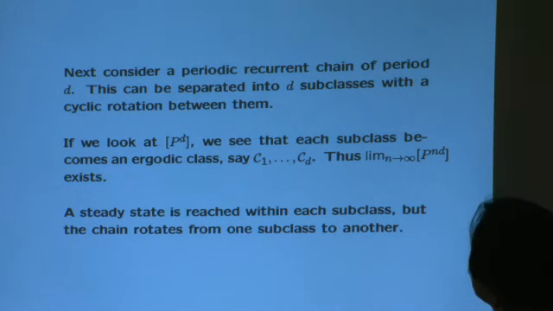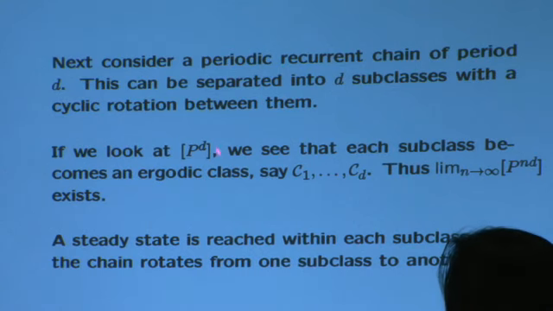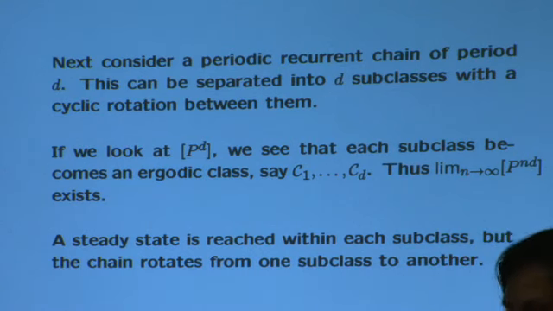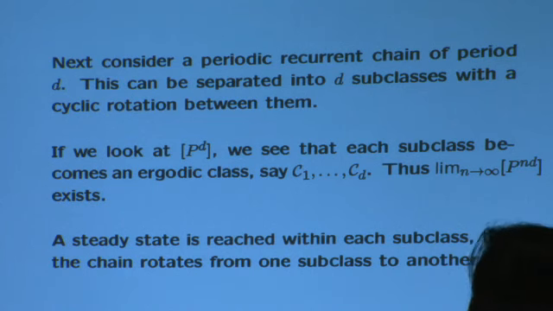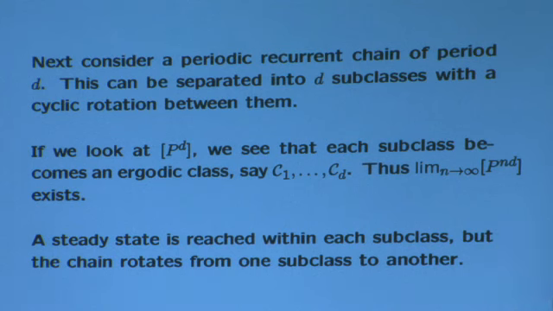So in other words, you are looking at the transition matrix P to the d. Because when it's cyclic, it totally depends on which one you start out at. But if you look at intervals of d, then each becomes an ergodic class by itself, and there are exactly d of them. So the limit as n approaches infinity of P to the nd also exists, in the subclass sense: there are d subclasses if it has a period of d. The steady state is reached within a subclass, but the chain rotates from one subclass to another.